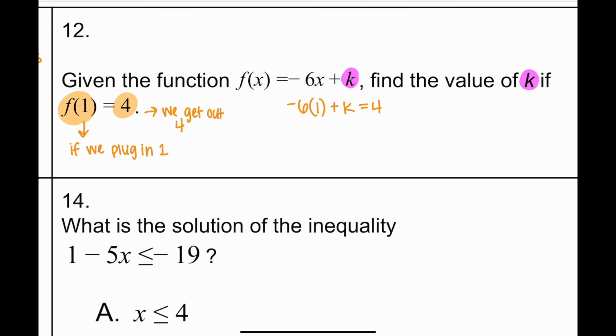So now let's solve for k. Negative 6 times 1 is negative 6, plus k equals 4. And finally, we just want to isolate k by moving that negative 6 using inverse operations. So k equals 10.